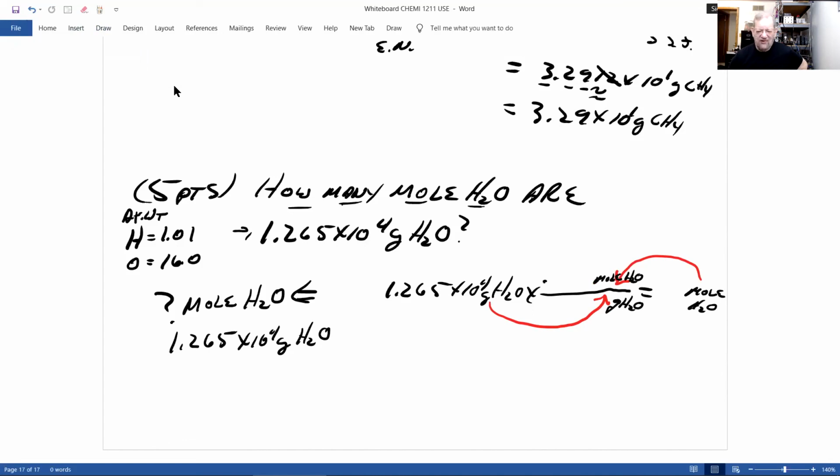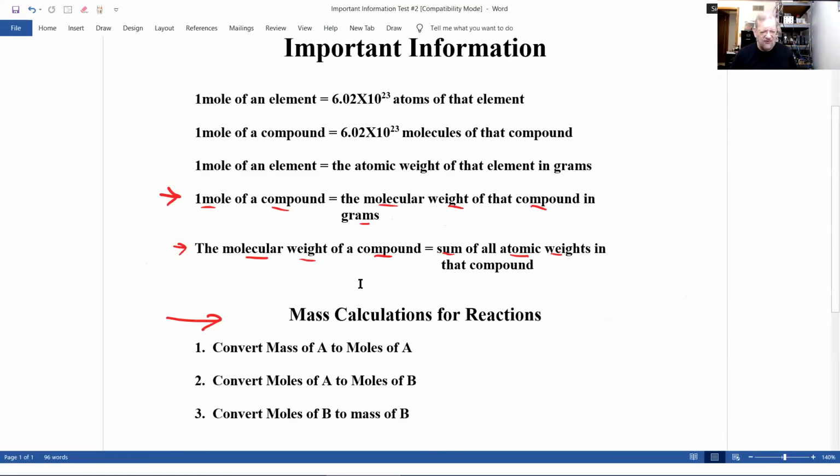And where do I get these numbers? In case you forgot, this will be available to you. Important information, test number 2. 1 mole of a compound equals the molecular weight of that compound in grams. And then the molecular weight of that compound is the sum of all atomic weights in that compound.